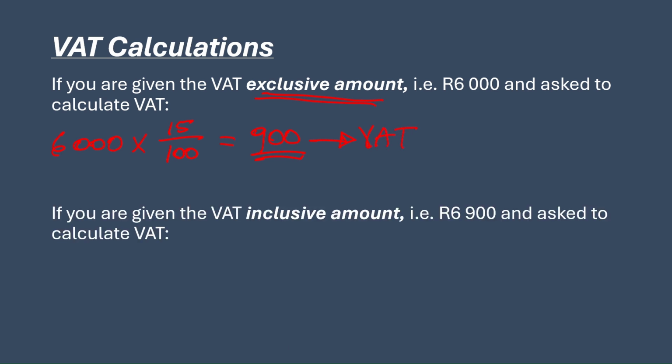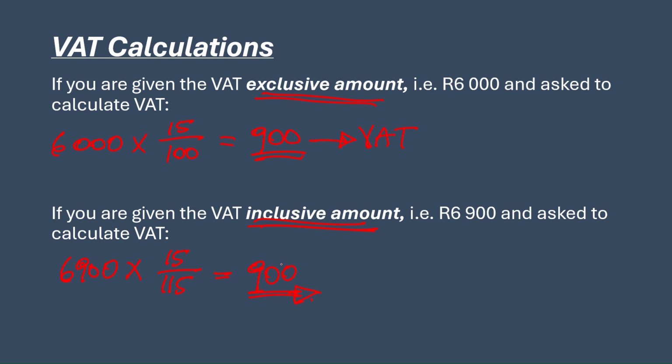Now, if you are given the VAT inclusive amount, meaning that this amount has VAT in it, how would you get to the VAT value, right? What you do this time around is you say 6,900, then you multiply it by 15 over 115. Then obviously that would give you the VAT value of 900 rands, right?